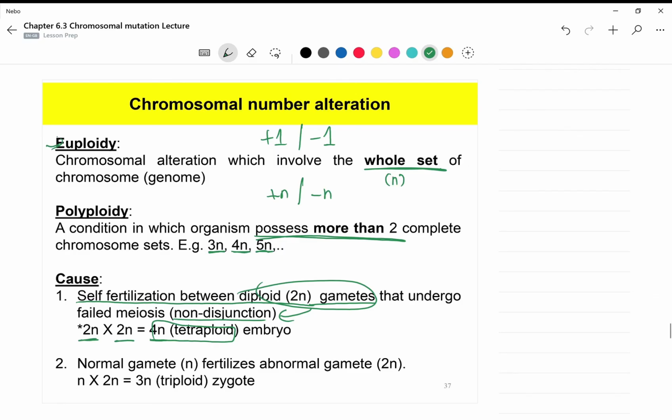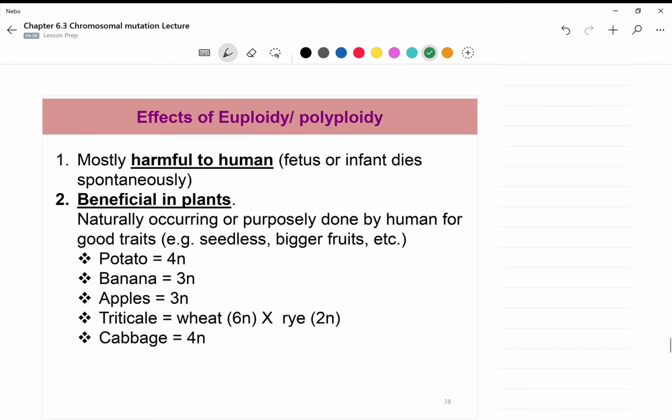Another scenario might be a normal gamete fertilizing with an abnormal gamete. So we have n, which is normal, fused with a gamete that has 2n, so now we have a zygote that is triploid. The effects of euploidy can be devastating to humans.